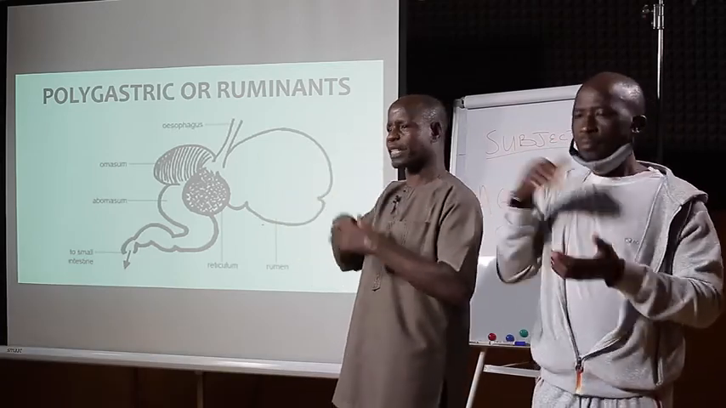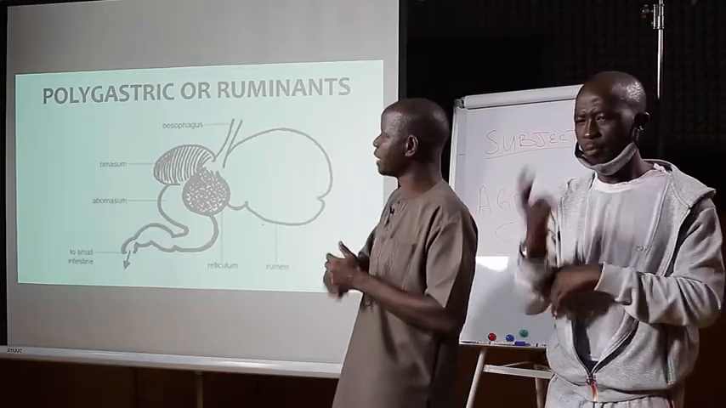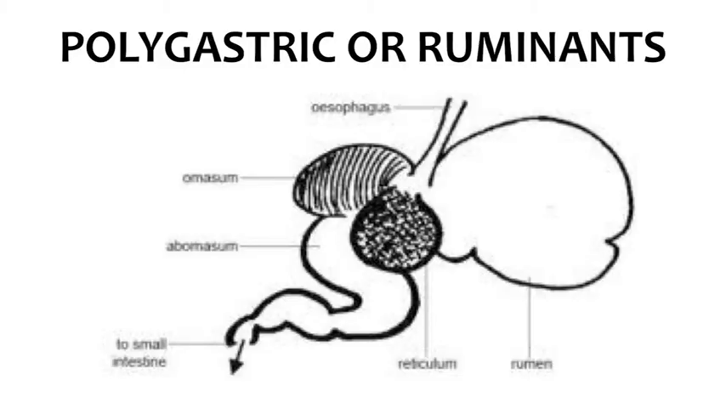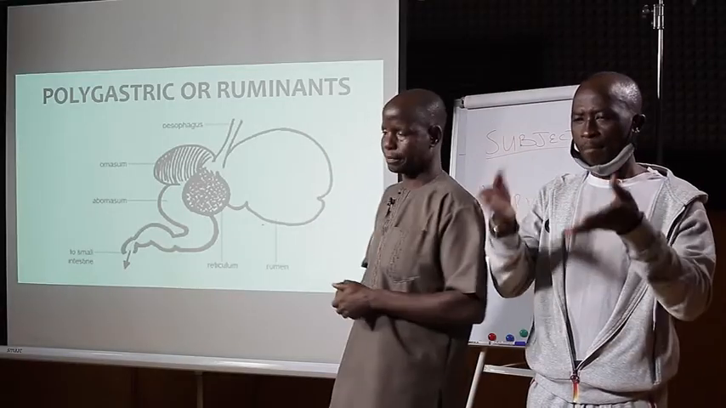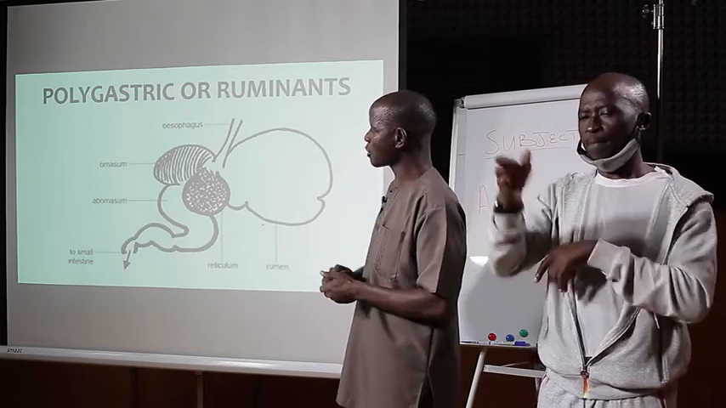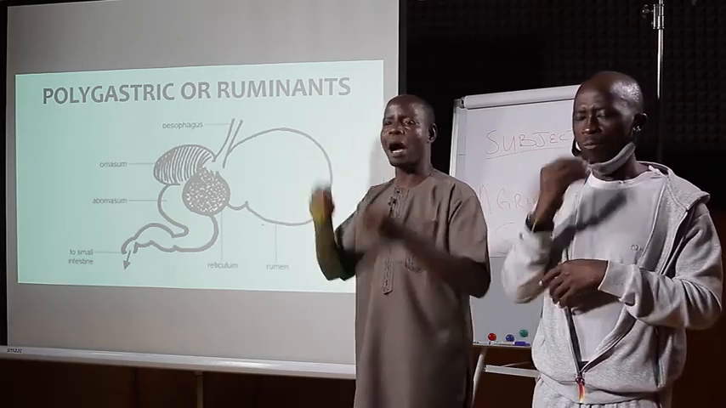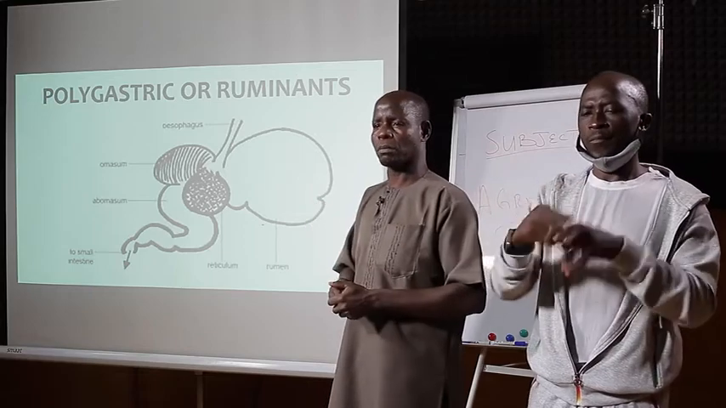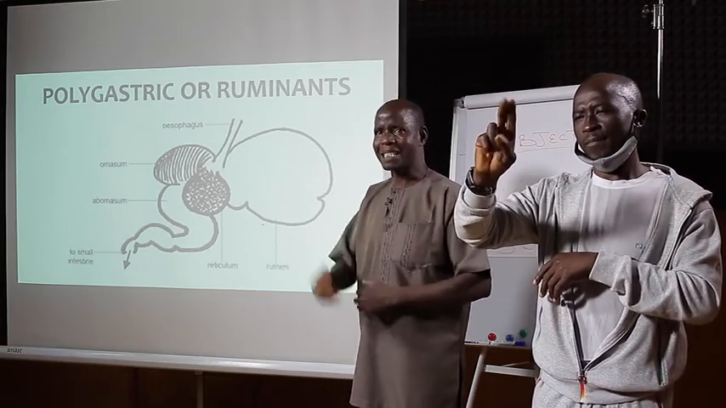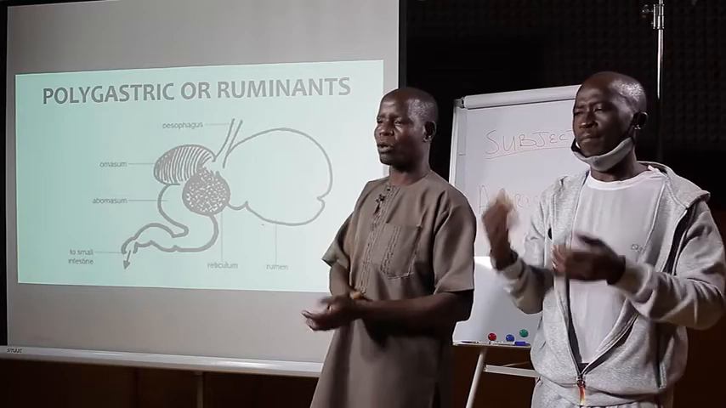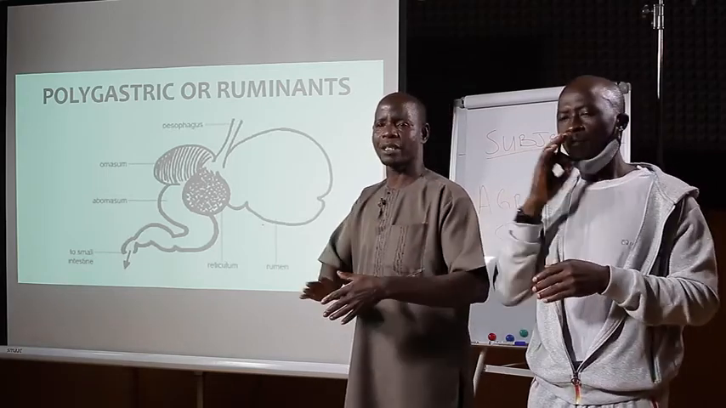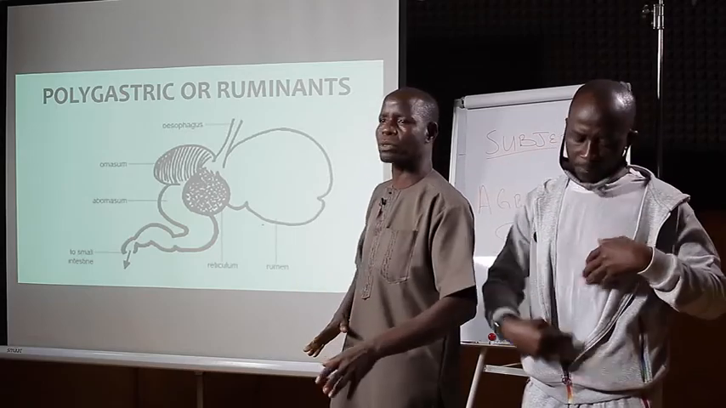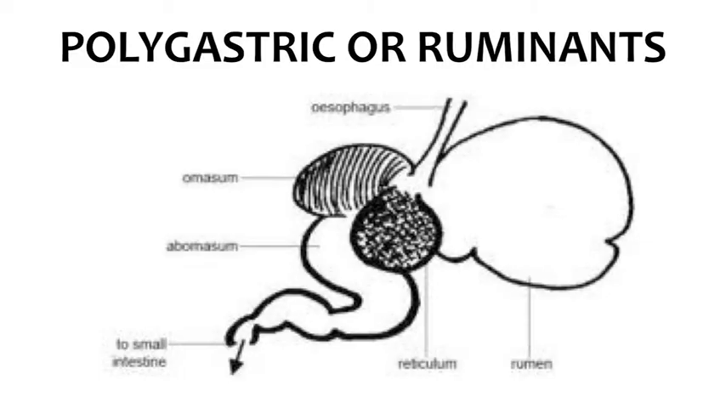But when the feed comes the second time, it will land in the omasum. At the omasum, absorption of water will take place. Then from the omasum, the feed will move to the abomasum. At the abomasum, enzymes will be produced to act on the food before the undigested food moves to the large intestine. From there, it passes out to the outside through the anus.